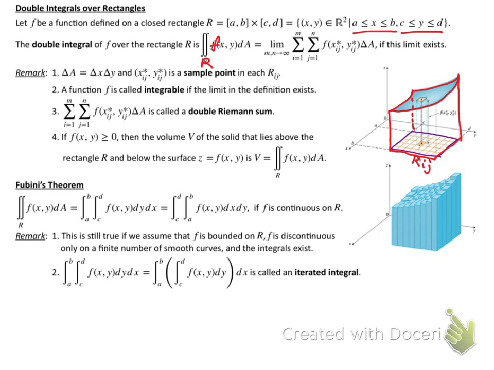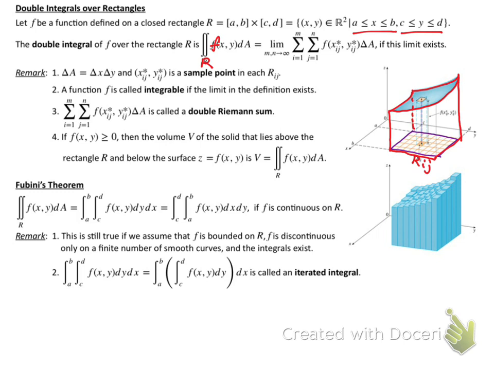For each of the blue rectangular prisms, the top of each of them is flat. Each of them is a rectangular prism. That's how we define the double integral over a rectangle. Again, we slice the rectangle into infinitely many smaller rectangles, and we add up f on each rectangle by one point times the area. Then if the sum converges, you get the integral.